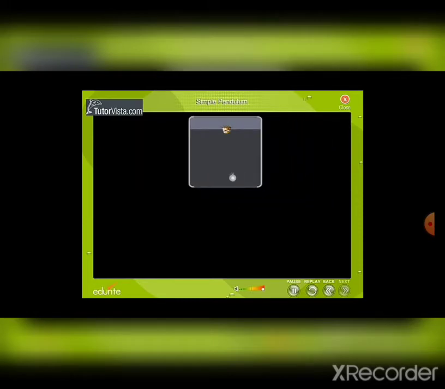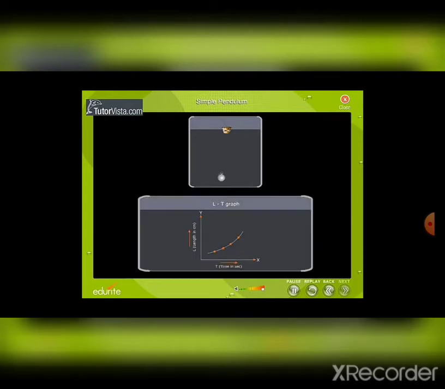Like this, repeat for different lengths. Then each time we will get a different time. Then draw a graph. By observing this graph, we can say that whenever you change the length, the time taken for the 10 oscillations changes.